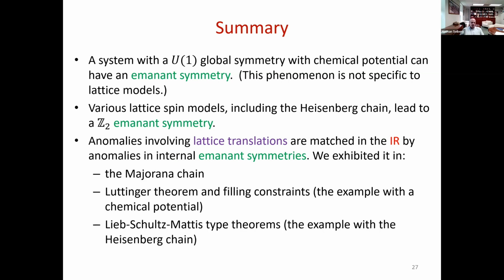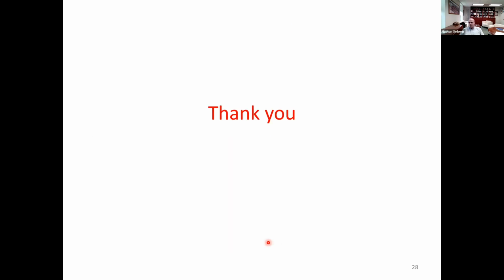First, we discussed the Majorana chain, and we saw how such an anomaly in the UV is matched with internal symmetries in the IR. The example I mentioned with the chemical potential can be phrased also as an anomaly, and the anomaly corresponds to Luttinger's theorem and filling constraints in condensed matter physics. And the example with the Heisenberg chain, again, there's an anomaly. I did not have time to discuss it, which corresponds to the Lieb-Schultz-Mattis type theorems of systems like that. So I'm over time, so I'll stop here. Thank you.